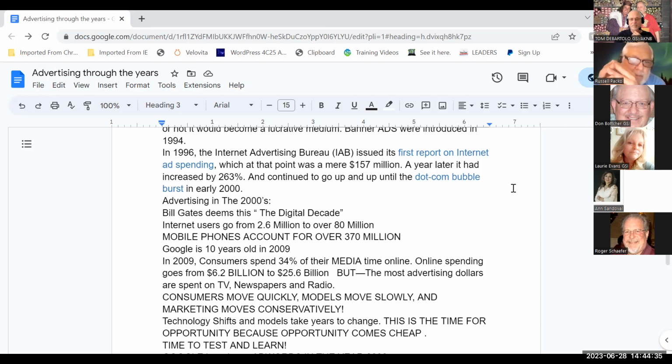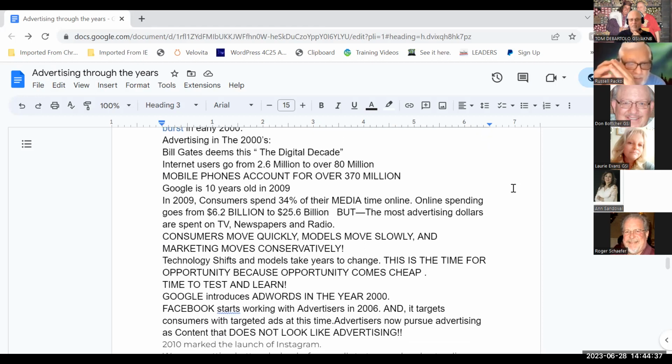And that leads us to the year 2000. Bill Gates deemed this the digital decade. Internet users go from 2.6 million to over 80 million. Mobile phones account for over 370 million in sales. If you really want to feel old, Google is 10 years old in 2009. It has been here forever.